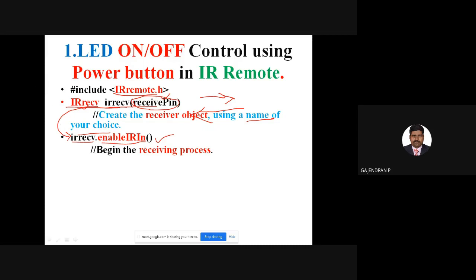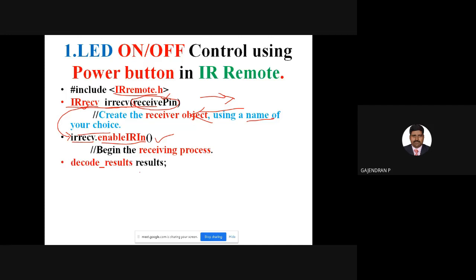Whatever program we are going to write is only for the receiver, because your remote is already manufactured. Already it has a microcontroller, so the user can't do anything. The user can simply activate the buttons. Only the receiver part you can do your programming portion. So the third one is how to enable.